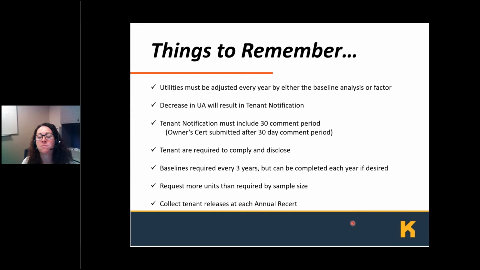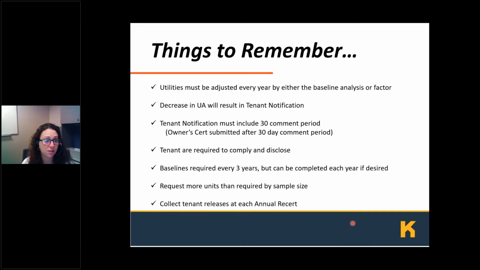Tenant notification must include the 30-day comment period. That's what we just finished talking about. The owner certification cannot be submitted until that 30-day comment period has passed. Tenants required to comply and required to disclose any information regarding utilities or utility assistance. Baselines required every year, but they can be completed. I'm sorry, baselines are required every 3 years, but they can be completed every year if desired.